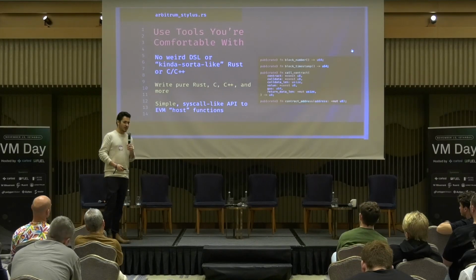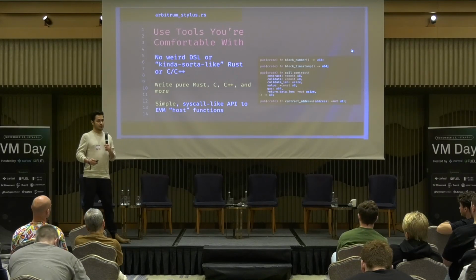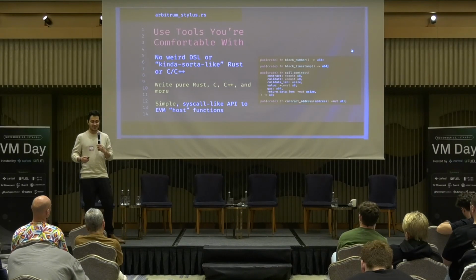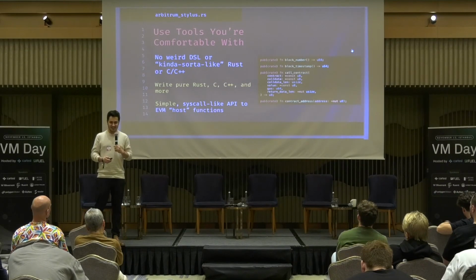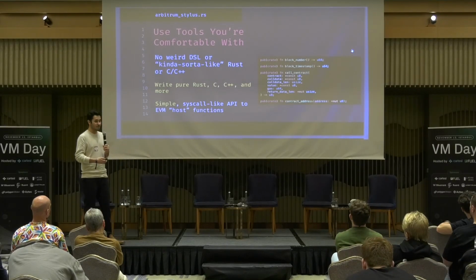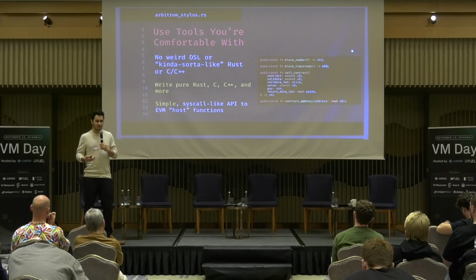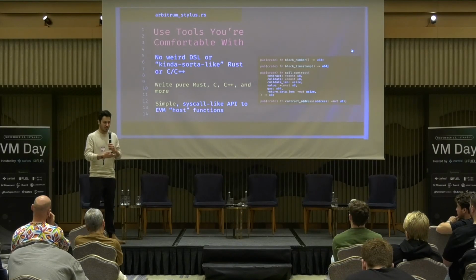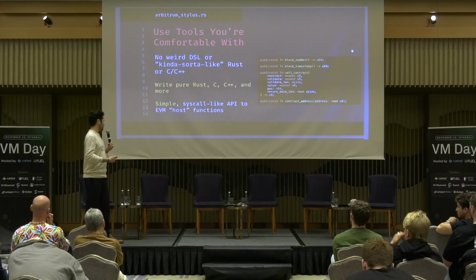What we're most excited about is that you can use the tools you're comfortable with, right? So you don't need to learn a brand new language. You don't need to learn our own DSL, or Rust, if you will. You can basically do things however you do things today. If you want to access information about the EVM, we provide you with this syscall-like host set of functions, such as access to storage, calling contracts, and you're able to write basically pure Rust code.